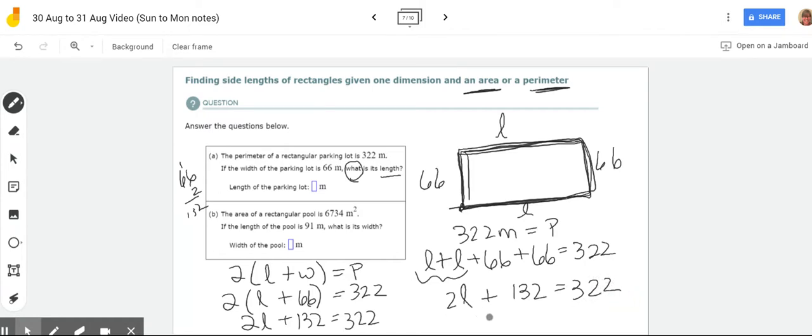And then you keep solving, 2L and then keep going. I'm not going to keep solving because once you figure out L, you'll have the length. Taking a look at the next question, which is the pool.